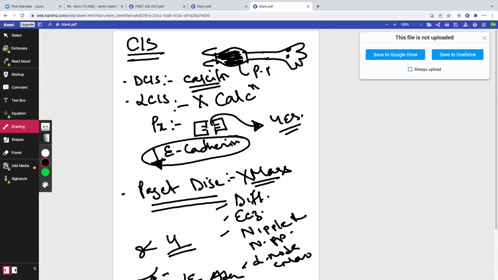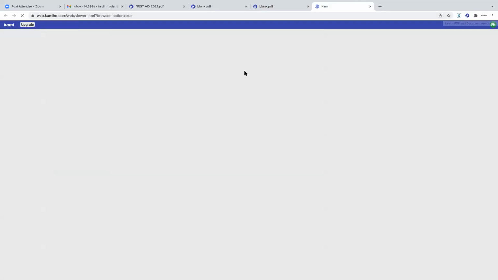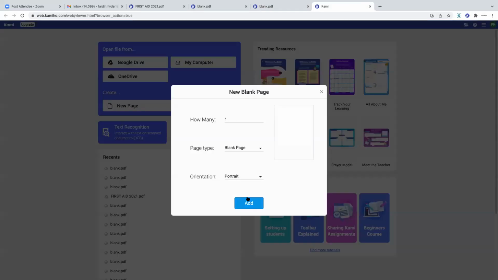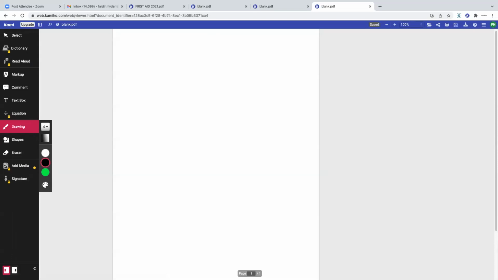Paget's disease. Very good. Okay, so that's that. So that's all about in situ carcinomas.